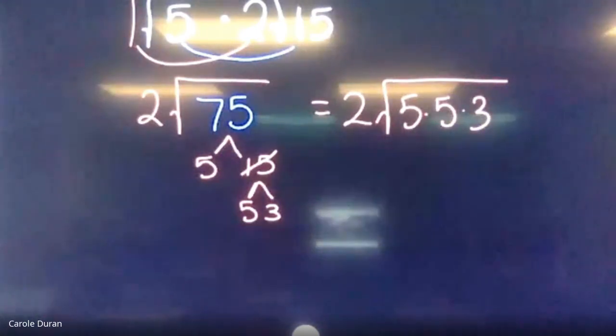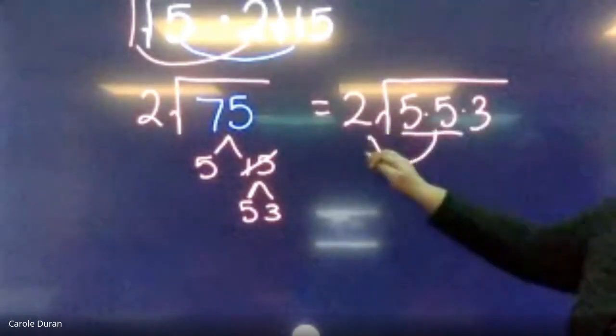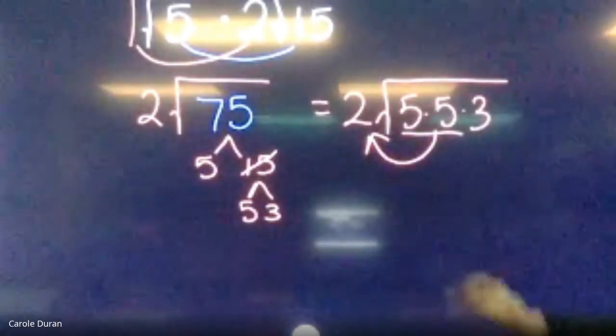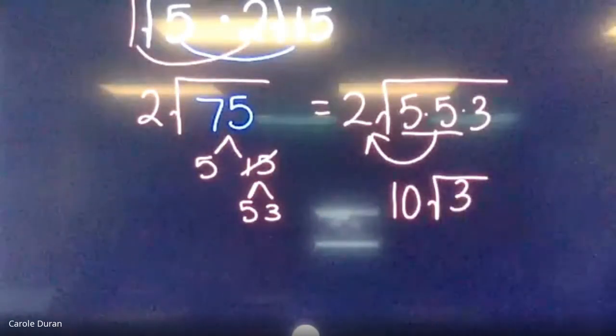I'm looking for groups of how many, Grant? 2. How did you know that? Because it's a square root. Do I have any groups of 2 identical numbers? Yes, the 5s, which means I'm going to pull a 5 out and multiply it into the 2 that's already there. And I'm going to leave the 3 under. So this becomes 10 times the square root of 3.